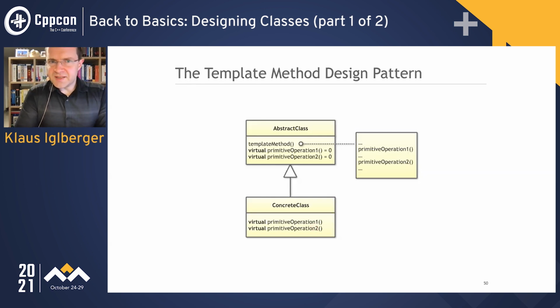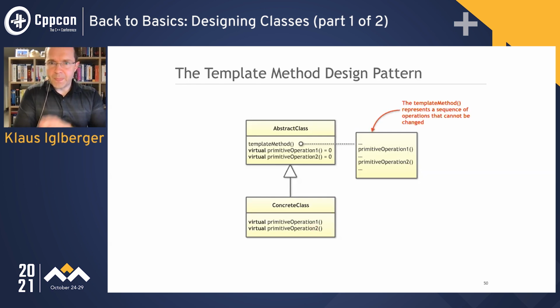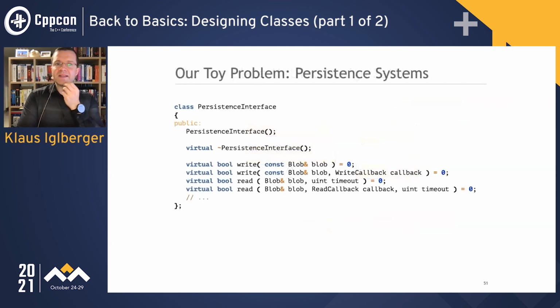Now, in what context does this make sense? Okay, let's take a look at this example. Our second toy problem, some persistence system. I have a persistence interface. So this may be a base class for any kind of persistent system, a base class for databases, a base class for file systems. It's just something that I can use in order to write something to a persistent system, some backend. I can write, I can read. And of course, I have a couple of read and write functions. In this particular case, all of them virtual.